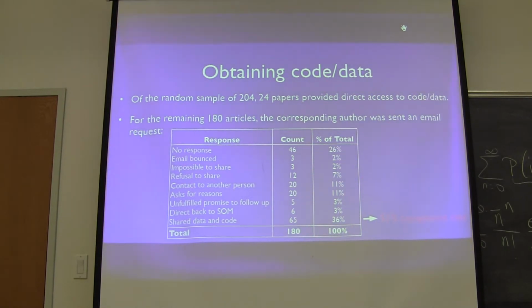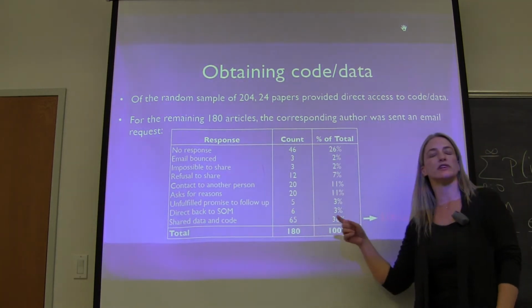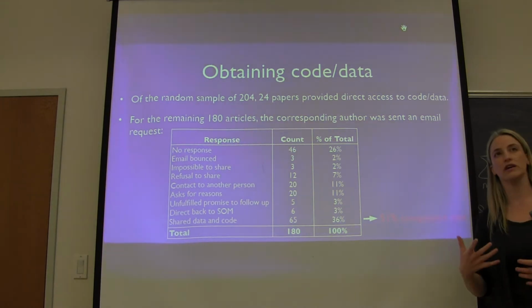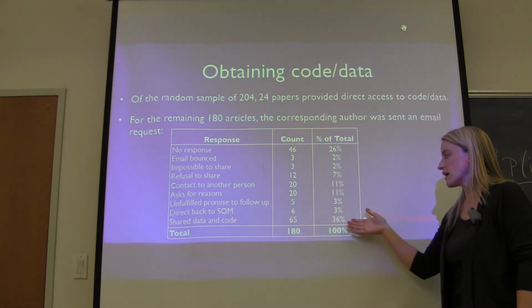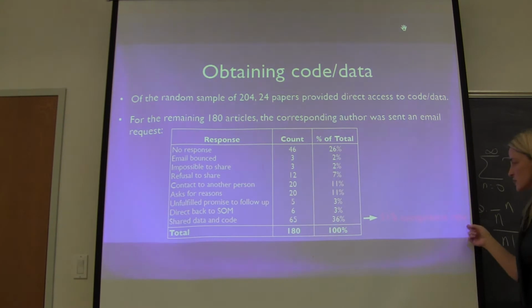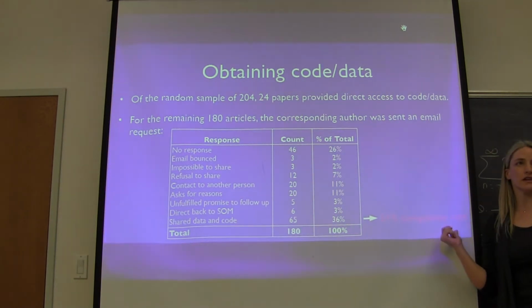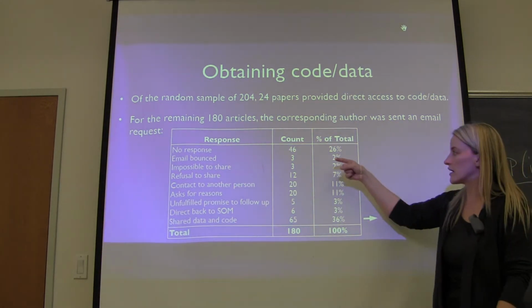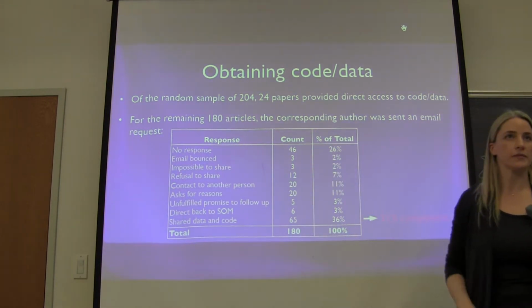And because of IRB, I can't show you some of the stuff we got in this 65, but some of it was really beautiful. Like, they were well-organized pages with tutorials on how to use their software and how to access the data and how to generate the results. Okay, so we came up with about a 51% compliance rate when you take the 65 and the 24, and I gave these impossible-to-share people a break in there.